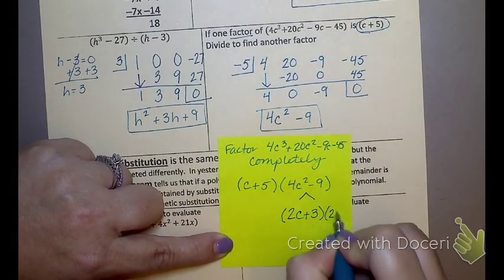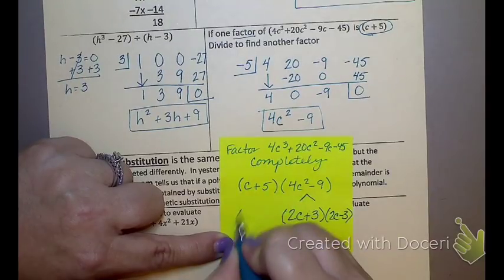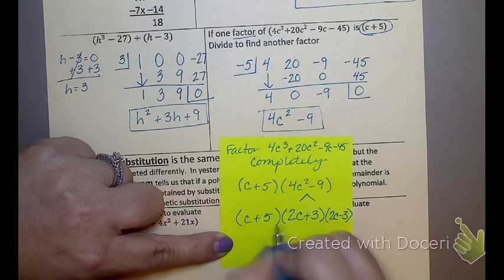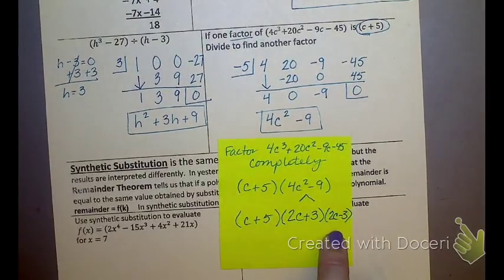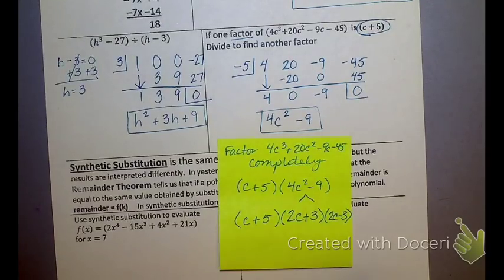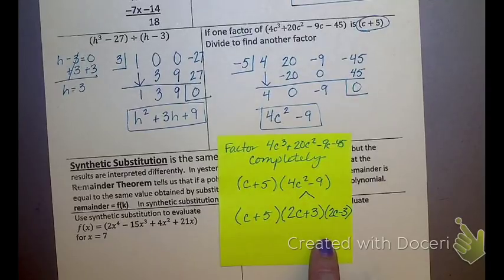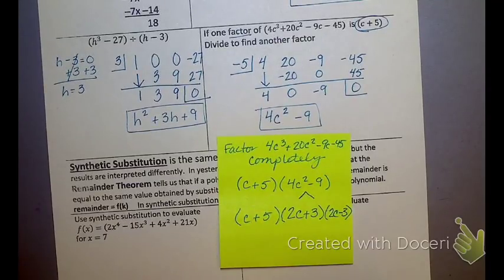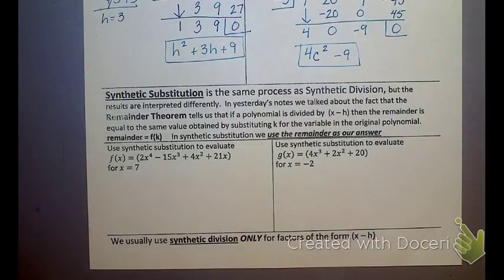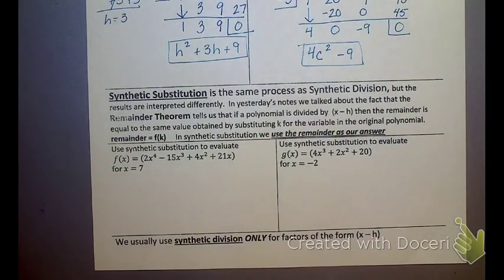But you don't have to use the division and stuff. You could just use your other rules to get to there, and then you've factored it completely. Make sense? That's where we're going with this right now. When it says completely, you still keep going? Completely means go until you can't go anymore. Synthetic substitution is the exact same process as synthetic division.